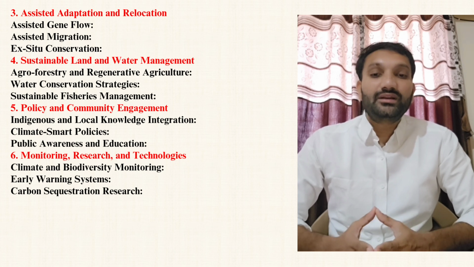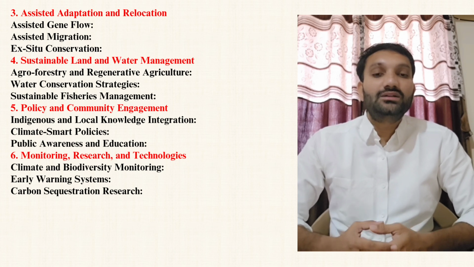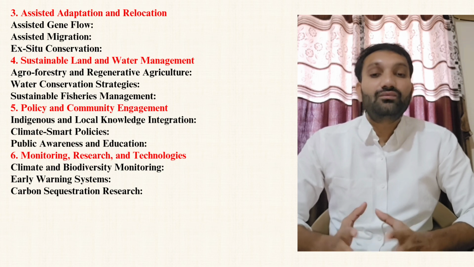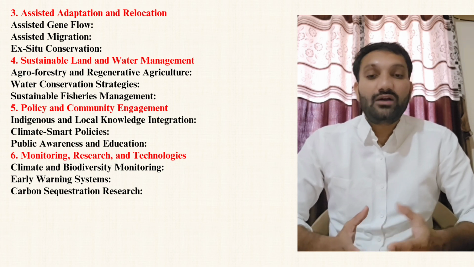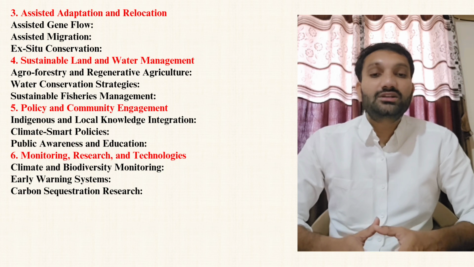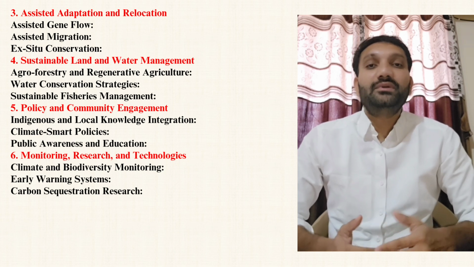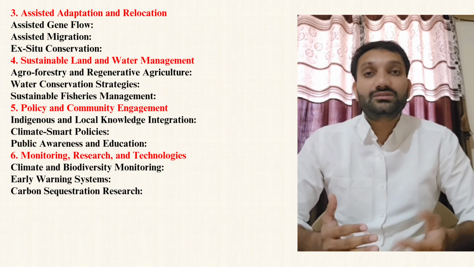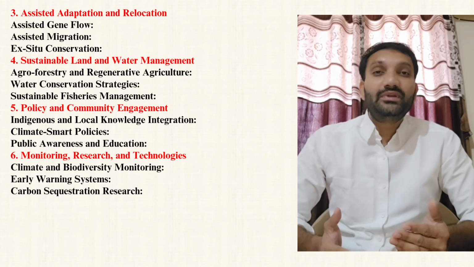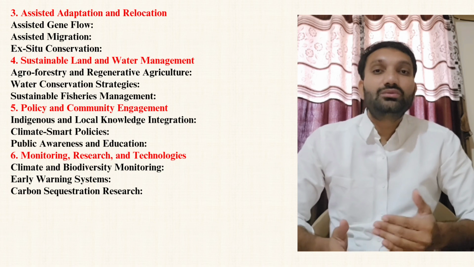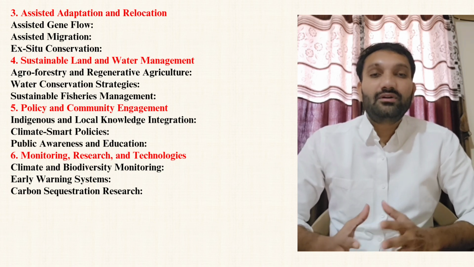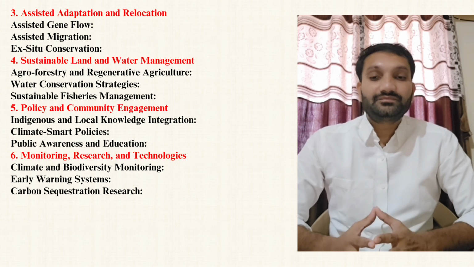Along with that, early warning systems. So developing models to predict climate impact and inform conservation planning. So we have to make or develop the models to predict the climate impact. So first, if we know that some sort of natural disaster or climatic impact is going to happen, we need to take control measures to prevent that, or to protect our biodiversity from that effect.